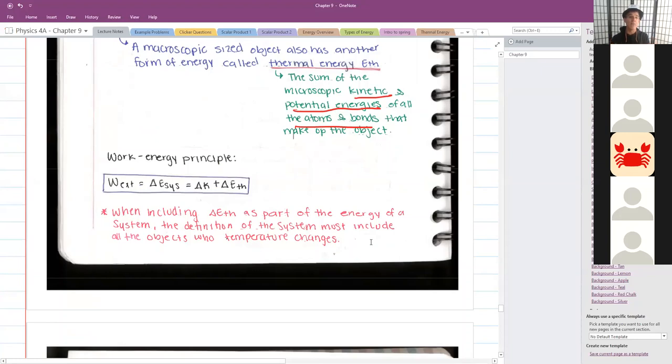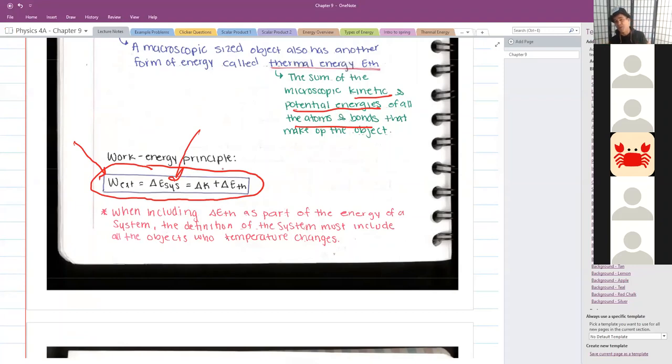So when I have a macroscopic sized object, here is my new sort of work energy principle: the sum of the external forces on a system. Keep in mind, this right here is the sum of all the external forces acting on a system, changes the energy of the system, and we're only looking at two forms right now, kinetic energy, and now we're going to start looking at thermal energy.